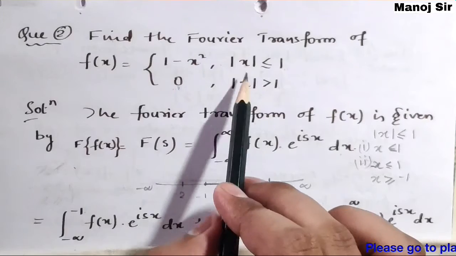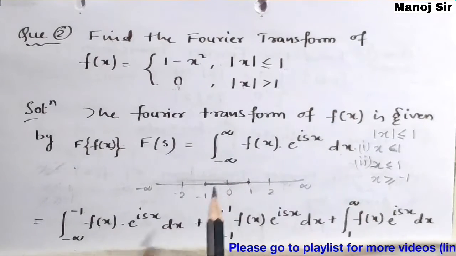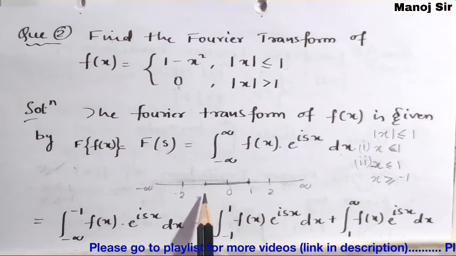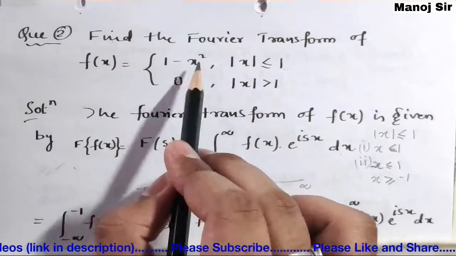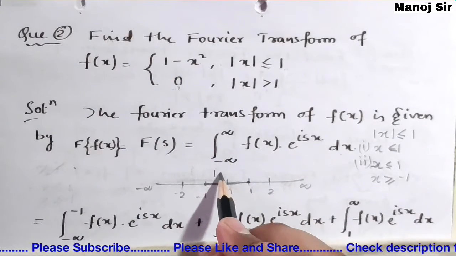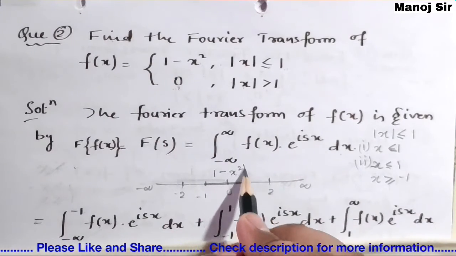So when mod of x is less than or equal to 1, the limit is from minus 1 to plus 1, and for this f(x) is what? 1 minus x squared. The function is 1 minus x squared.